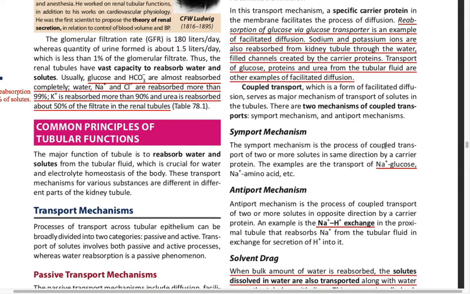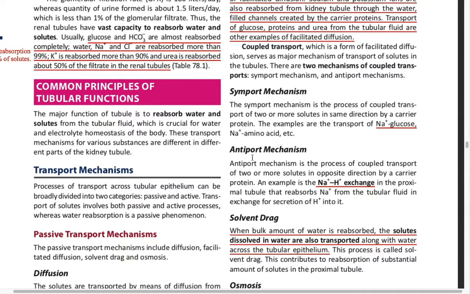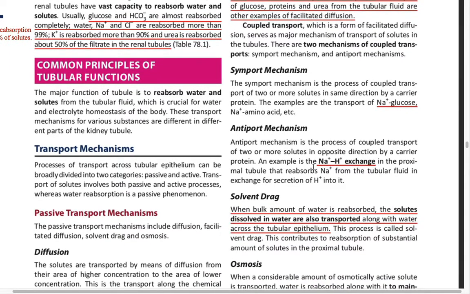The symport mechanism is the process of coupled transport of two or more solutes in the same direction by the carrier protein. The examples are the Na plus glucose and Na plus amino acid, etc. The antiport mechanism is the process of coupled transport of two or more solutes in the opposite direction by the carrier protein. An example is the Na plus H plus exchange in the proximal tubule that reabsorbs the Na plus from the tubular fluid in exchange for secretion of the H plus into it.